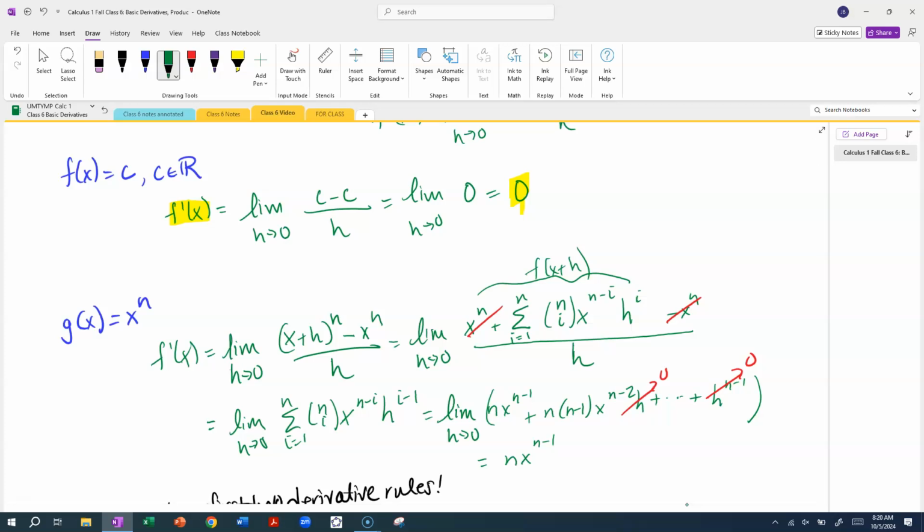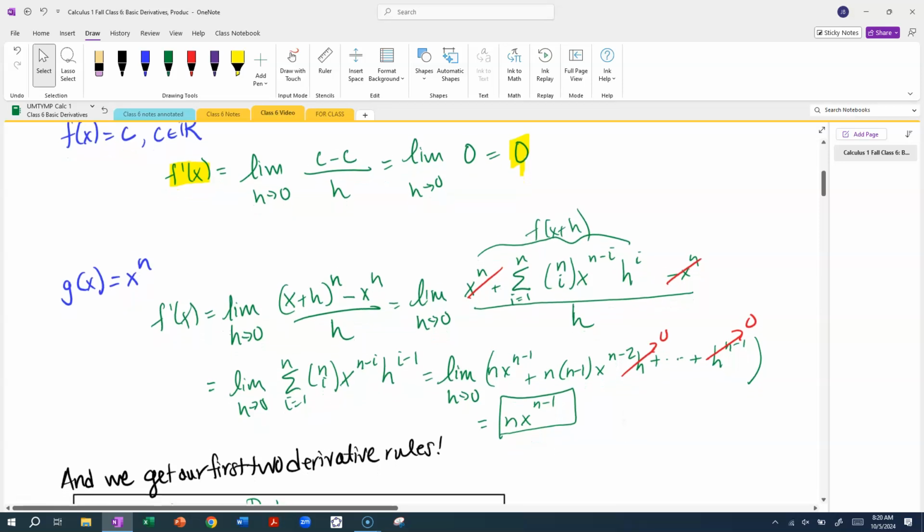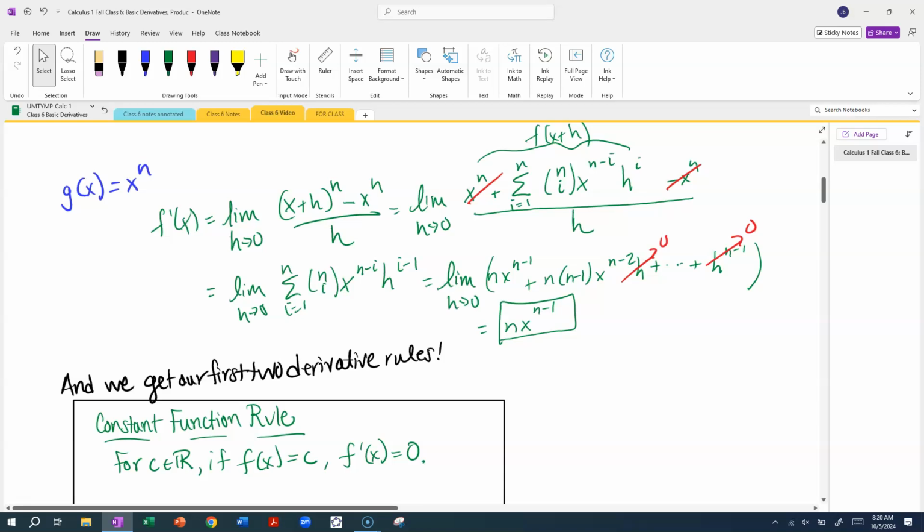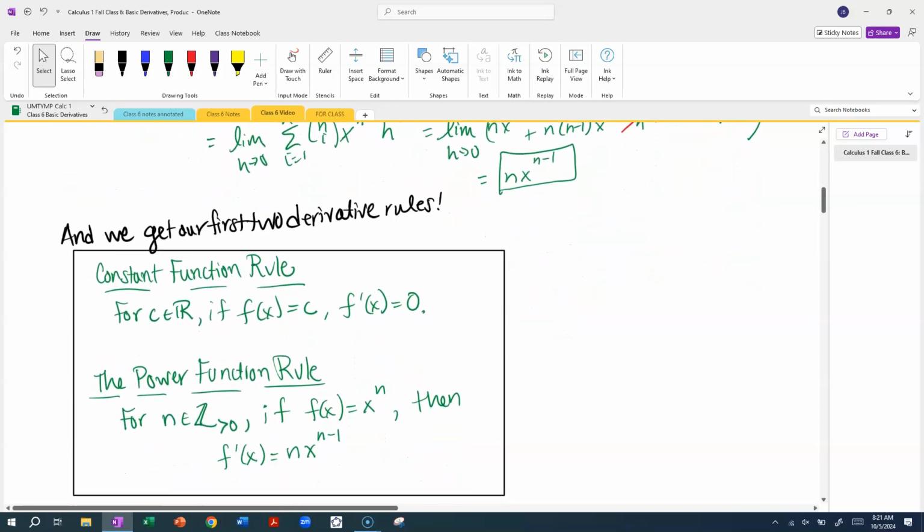But then when we expand that out and write it out, we'd have n x to the n minus 1, plus n times n minus 1 times x to the n minus 2 times h, and then the rest of the terms thereafter would contain an h, and then when we send the limit as h goes to 0, all of those things would just drop out, and we'd be left with n times x to the n minus 1. And so those are our first two derivative rules. We get the constant function, which we saw. Derivative of a constant is 0. And derivative of a power function, which is just x to the n, would just be n x to the n minus 1.